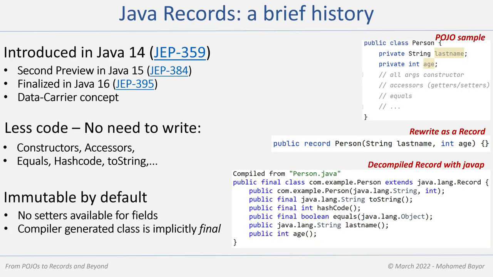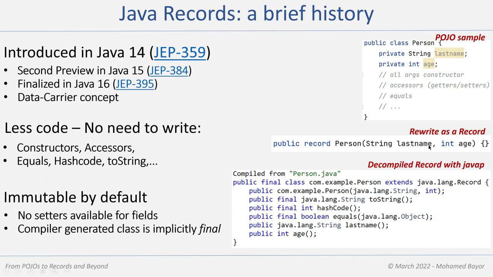The concept of Java records was first introduced in Java 14. They mainly allow you to define data carrier objects with less code than what we used to see with typical Pojo classes. See, for example, here we have a Pojo class named Person, which will typically be defined with its fields, constructor, accessors, and so on.